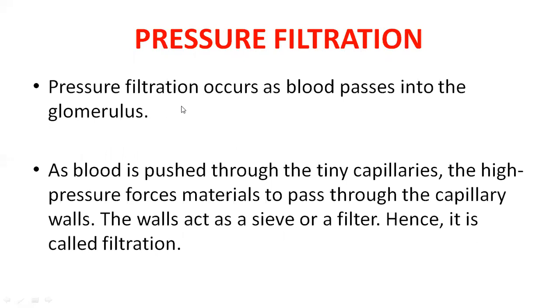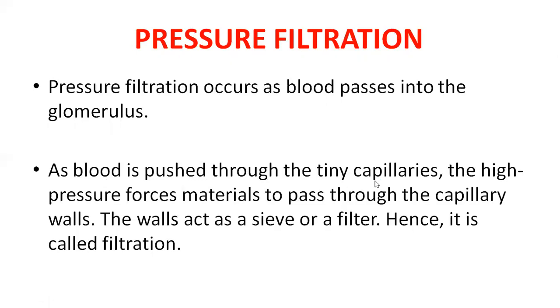Pressure filtration occurs in the glomerulus, the first main part of the renal corpuscle of the nephron. Blood having the waste materials moves into the kidney, and from the kidney it goes into the nephron, and from the nephron it precisely moves on to the tiny capillaries, that is the glomerulus.